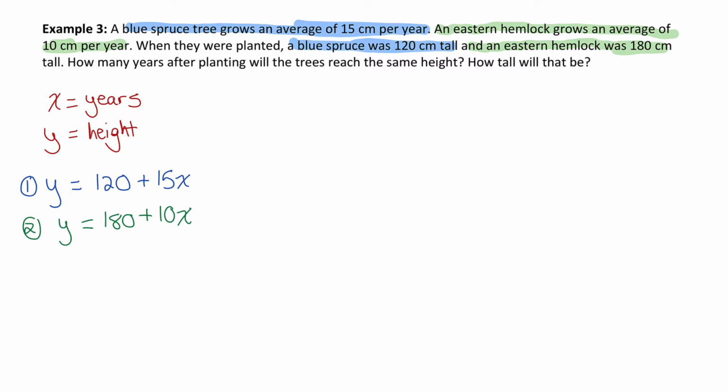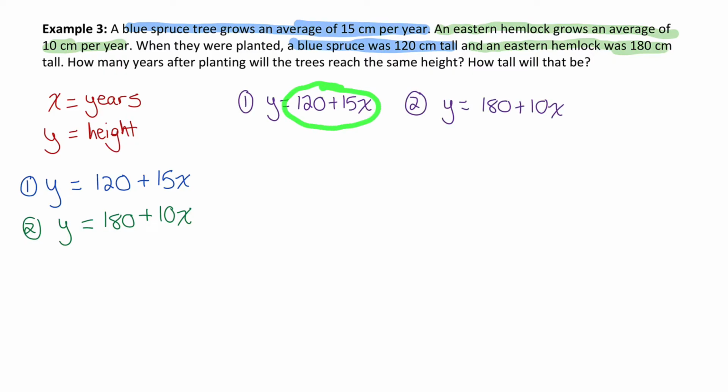Now with these two equations that involve our two unknowns, we can solve the system with either substitution or elimination. And since y is already isolated in both of these equations, I think substitution is pretty straightforward. I'll write the two equations beside each other, and now I'll take what equation 1 tells me y is equal to, and replace the y in equation 2 with that. I'll change it to 120 plus 15x.